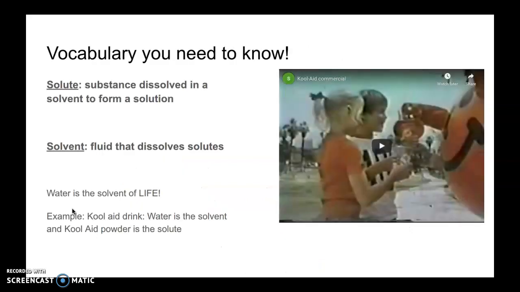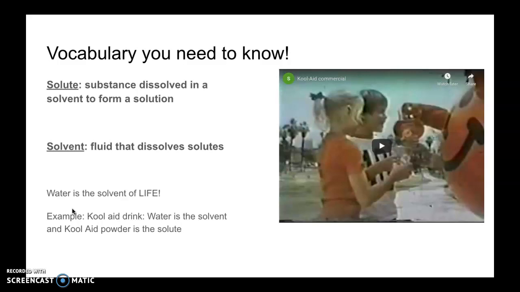All right, some vocabulary that you need to know. Solute is the substance dissolved in a solvent to form a solution. And I'll explain more about that in a moment. And solvent is the fluid that dissolves the solute. Water is the solvent of life, meaning many, many things can dissolve in it.